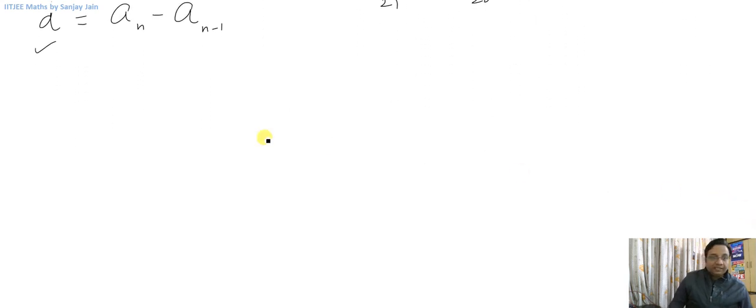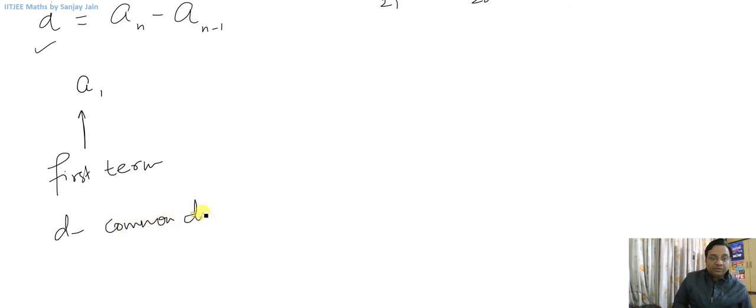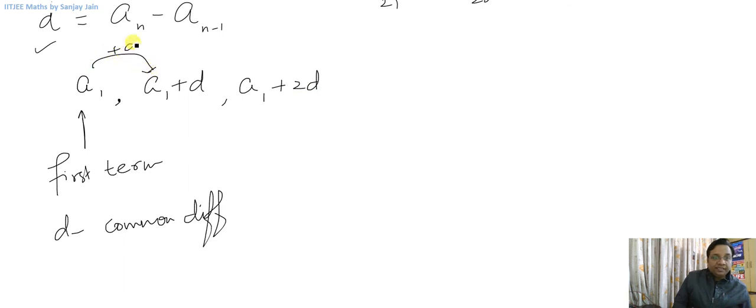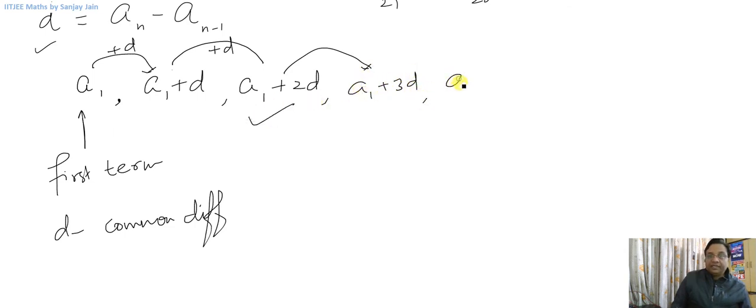Now let me write a general arithmetic progression for you. Let me take A1 as my first term and D as common difference. Then what will be the next term? It will be A1 plus D. Next term A1 plus 2D. I'll keep adding D in the previous term, right? So to obtain the next term. So now to obtain the third term, I'll add D in this. Next term will be obtained by adding D in this. A1 plus 3D. A1 plus 4D.